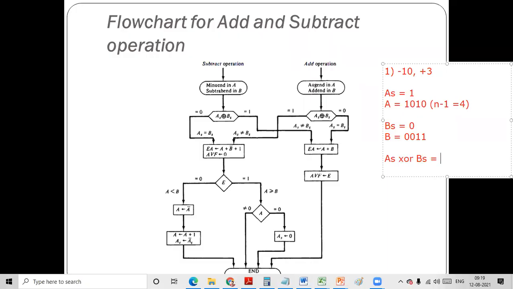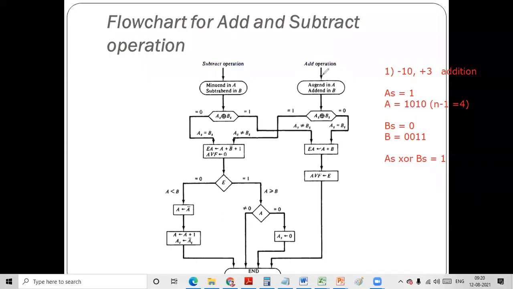What is the output? Both are different, so it is 1. And what is the operation that you want to perform? You want to perform addition of these two or subtraction of these two? Addition. Yes. Addition. Okay, so if you want to perform addition, in case of addition, so add operation, you have to go by this flow chart, right?